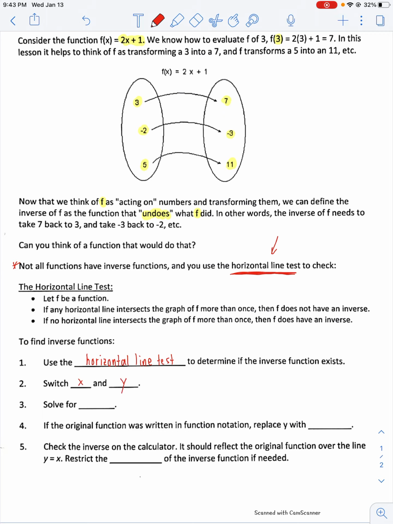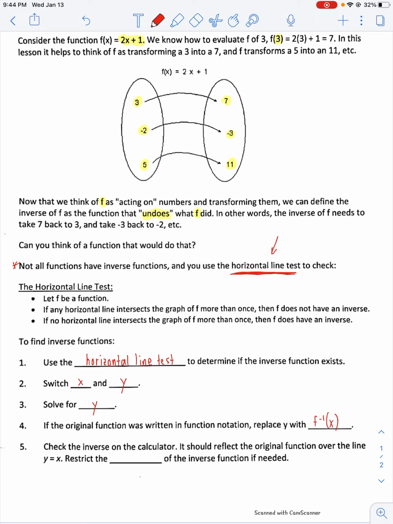And once we switch x and y, we're going to now solve for y. And when we solve for y, it will actually go through the process of undoing my original function. And once it undoes my original function completely, you have the inverse of that original function. So we replace y at the end with f of -1 x, and f of -1 x is what indicates that it is the inverse function.